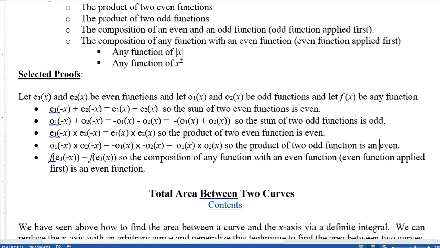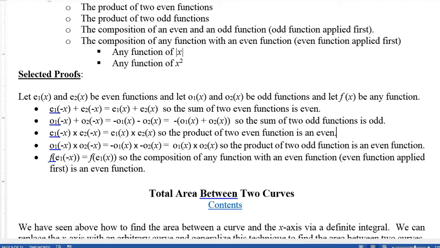Okay, so that gives you some special things particularly about even and odd functions, which really basically come down to symmetry.